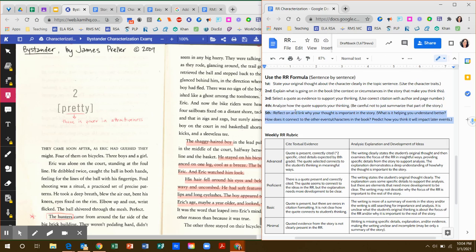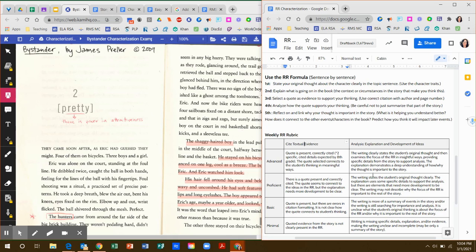And that last part, then I want to just make sure that I've made it clear that I'm going to link back my thoughts. I'm going to link them back to why they're important in the story overall. So I can answer questions like, what is this helping me understand better? Or maybe how does it connect to other events or other characters, other conflicts in the book? And then I could also think about how I'm going to predict how it's going to impact later events as the story unfolds. So there's a rubric here that we can go ahead and take a look at as we're writing our reading response.